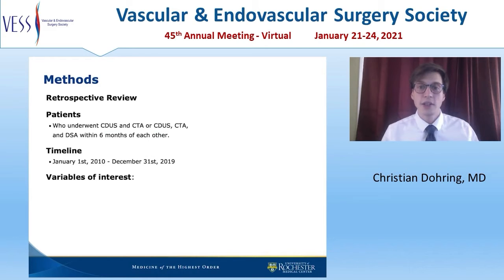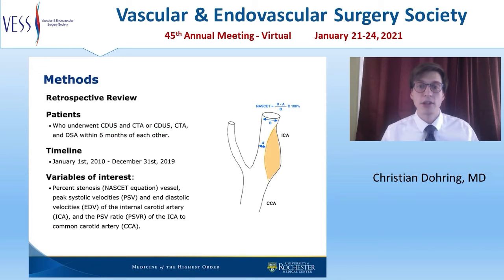The NASCET equation was used to assess the percent stenosis in each vessel measured on CTA and DSA. Peak systolic and end diastolic velocities of the ICA were obtained from the ultrasound data, as well as the peak systolic velocity of the common carotid artery to calculate the peak systolic velocity ratio.